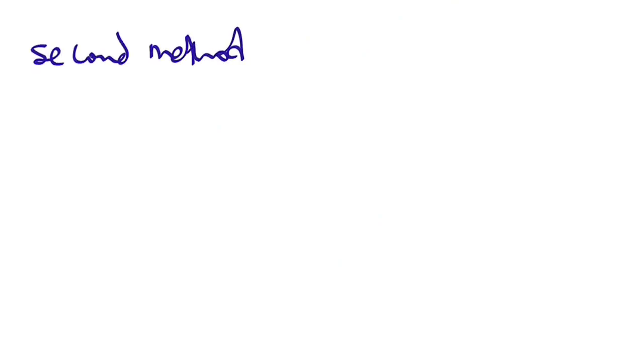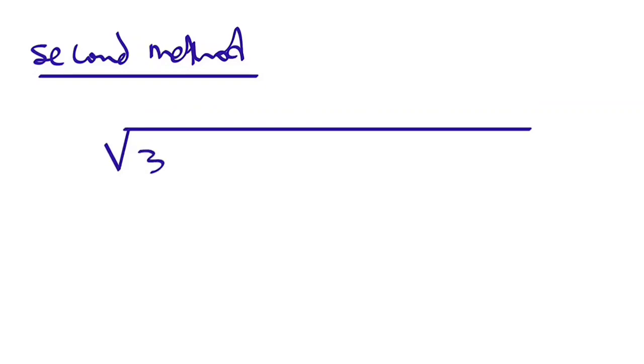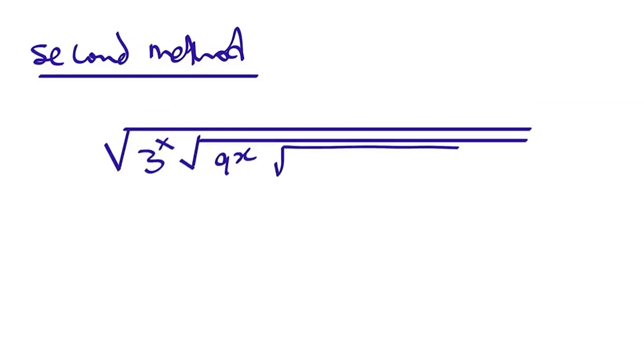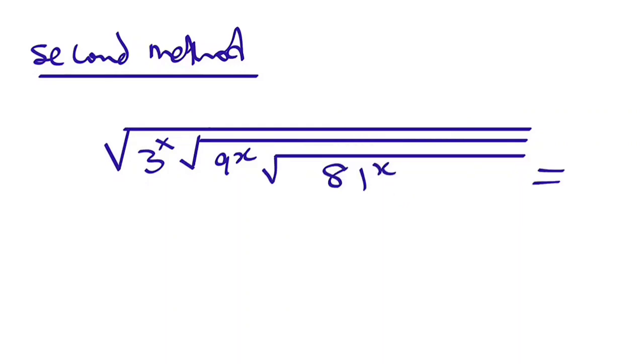Let's see what we are going to have for the second method. Now instead of us doing it separately like we did the other time, we are going to square both sides. So now, squaring both sides, what are we going to have? You see that we cancel this, so we're going to have 3x.